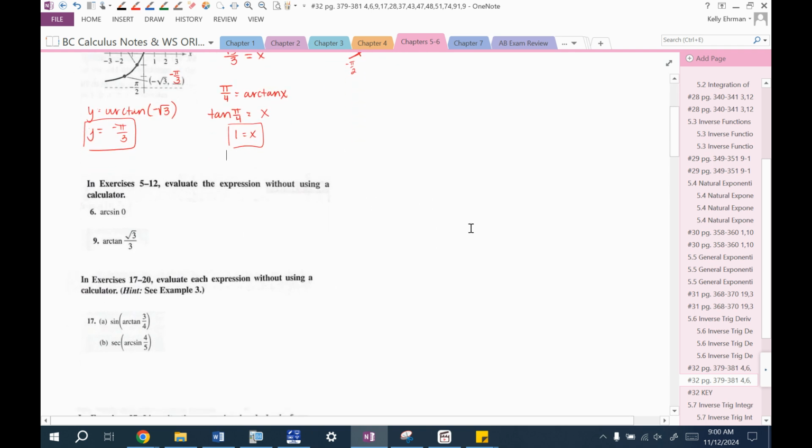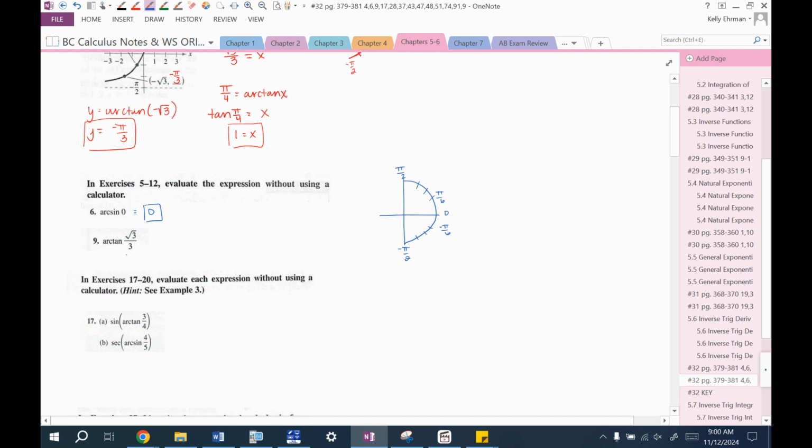Evaluate the expression without using a calculator. Again, for arcsine and arctangent, remember the angles that you're allowed to use in your solutions are between pi over 2 and negative pi over 2. We're not saying something like 11 pi over 6. We're saying negative pi over 6. So, all right, what's this one going to be? Arcsine of 0. What angle makes sine equal to 0? That's 0.